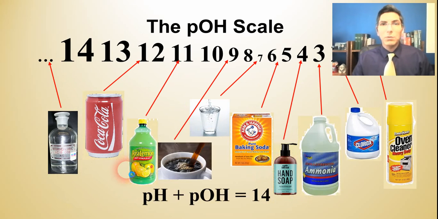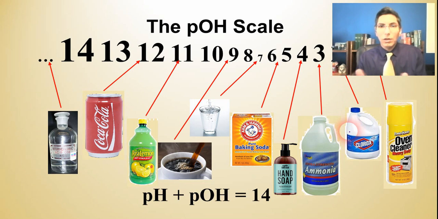Now, how are these related to each other? Well, the pOH scale is like the backwards version of the pH scale. So notice everything that we had here on the left that had a very, very low pH has a very, very high pOH. And the oven cleaner, I have this obscured unfortunately by my square up here, but the oven cleaner would have a pOH of about 0. The Clorox bleach would have a pOH of about 2.